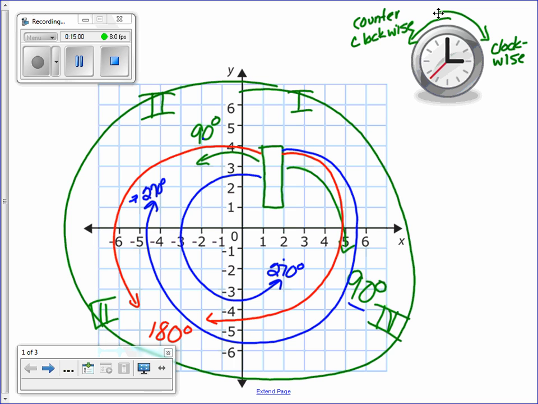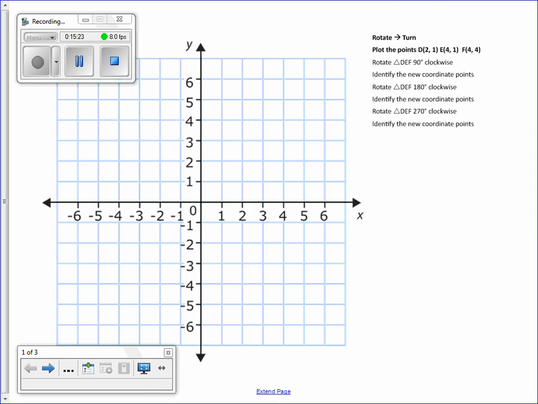Okay. So these are just some of the terms that we need to know. Now, this would hold true for any quadrant that you may have the image in, okay? If the image happened to be in quadrant 2, we would just have to use the same rules, just move it over a little bit. So let's go ahead, let's talk about an image. First thing it says here is plot the points D: over 2, up 1; E: over 4, up 1; and F is over 4, up 4.